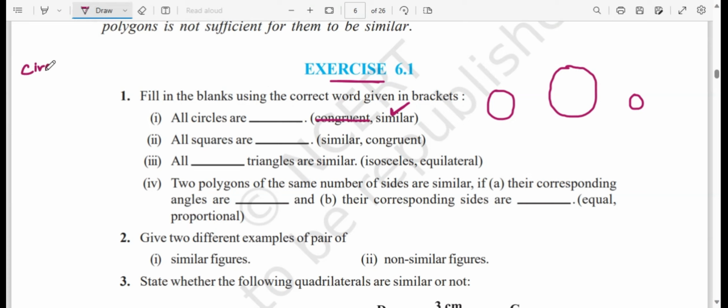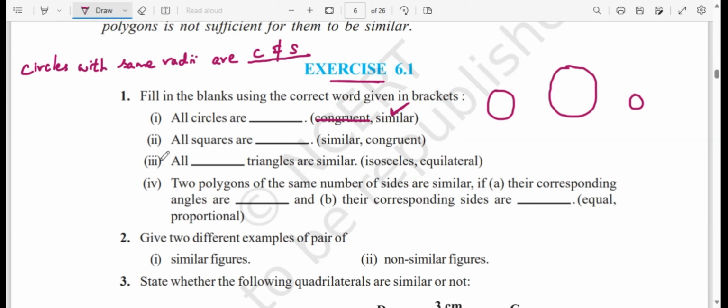Please note down, circles with the same radii are both congruent and similar.